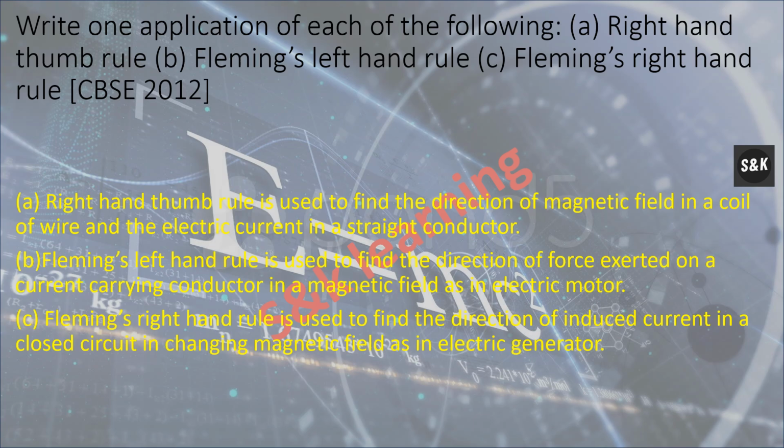Write one application of each of the following. A, right hand thumb rule: it is used to find the direction of the magnetic field in a coil of wire and the electric current in a straight conductor. B, Fleming's left hand rule: it is used to find the direction of force exerted on a current carrying conductor in a magnetic field, as in an electric motor.